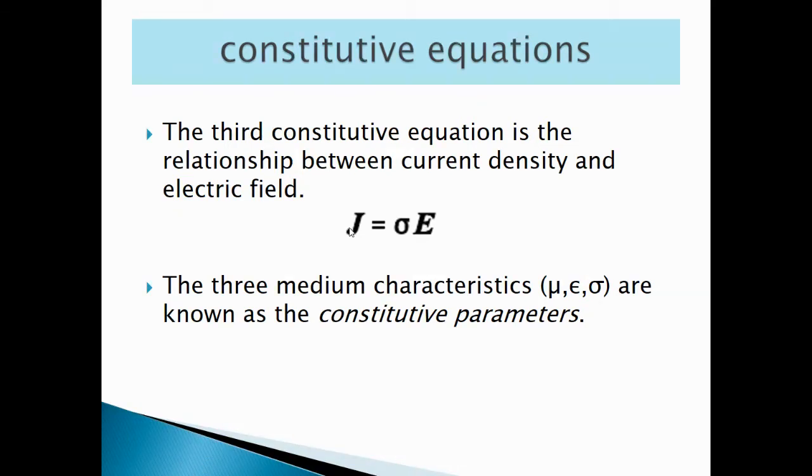So current density, for electric field and magnetic field, is the same, but there is one more parameter it introduces, which is called sigma. What we learned already is that sigma means the conductivity of any medium. So J is equal to sigma E, and now we have three medium characteristics, called the constitutive parameters, which are mu, epsilon, and sigma: magnetic permeability, electric permittivity, and the conductivity of the medium.